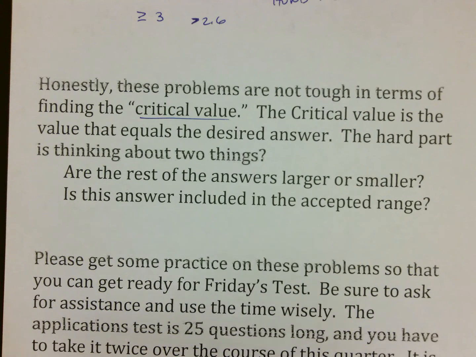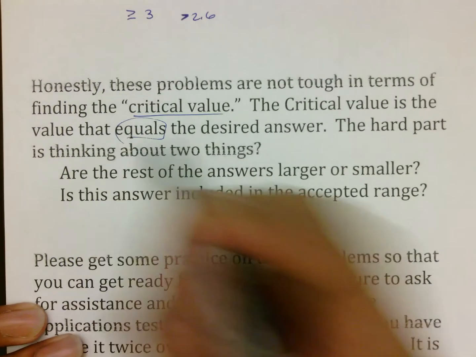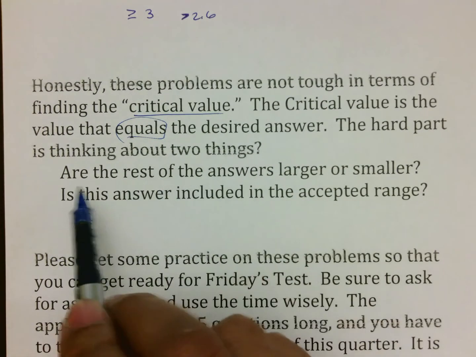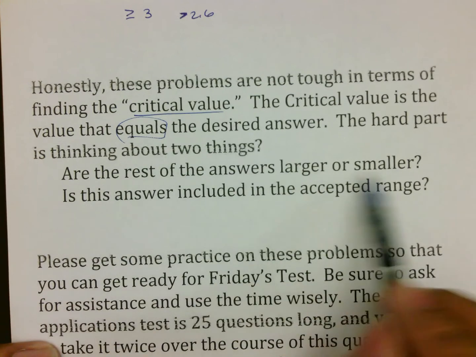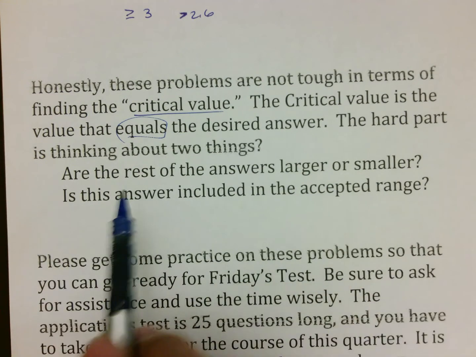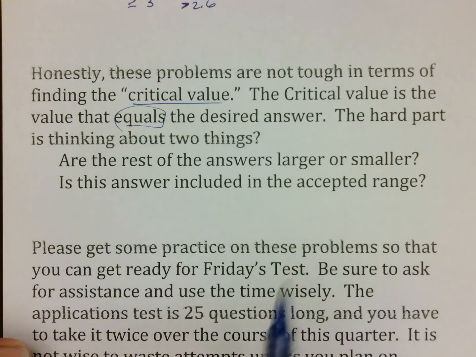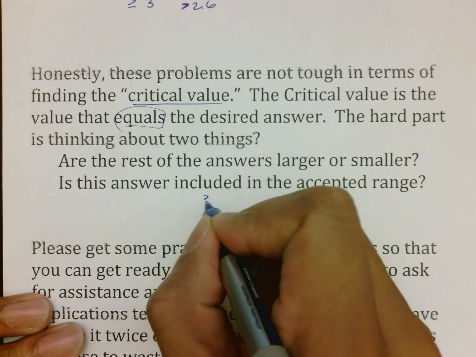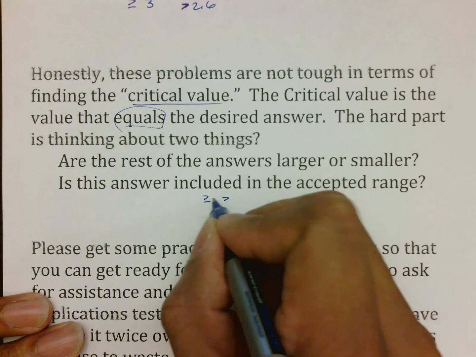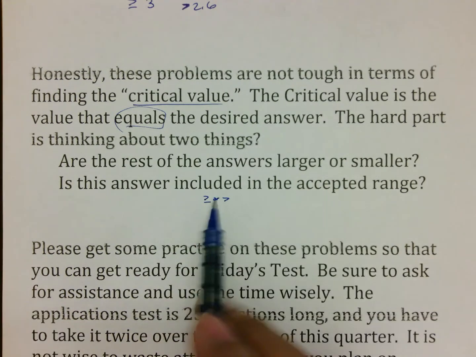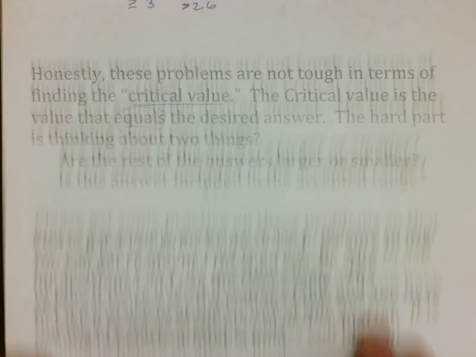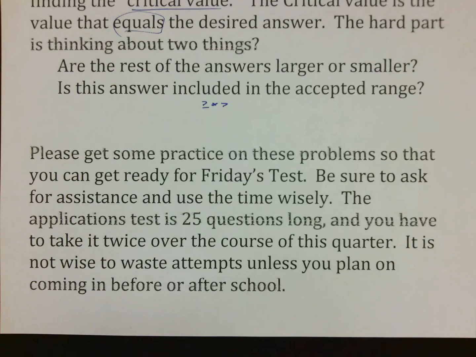The critical value is just the value that equals the desired answer. But remember, we're talking about asking ourselves, are the rest of the answers larger or smaller? You might want to write those two things down if you have issues with this stuff. And also, is the answer included in the accepted range? Again, this just asks whether I put a line under it or whether I do a regular greater than or less than. So please get some practice on these problems so you can get ready for Friday's tests.